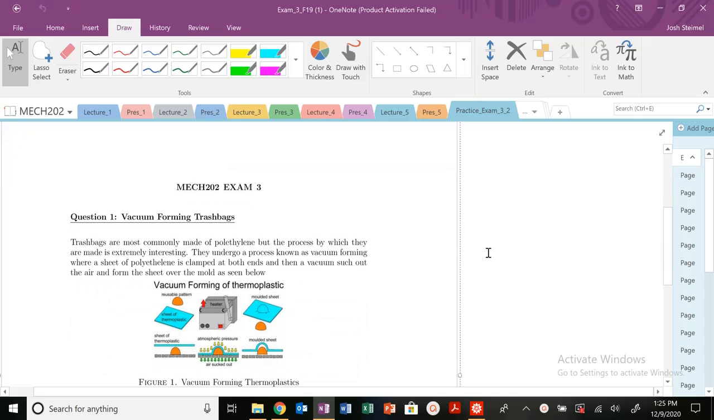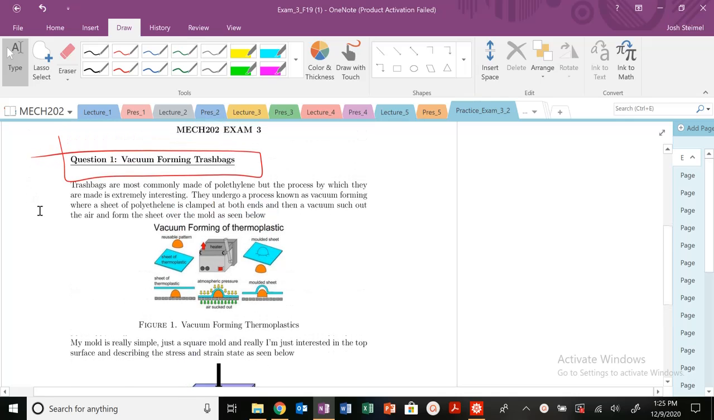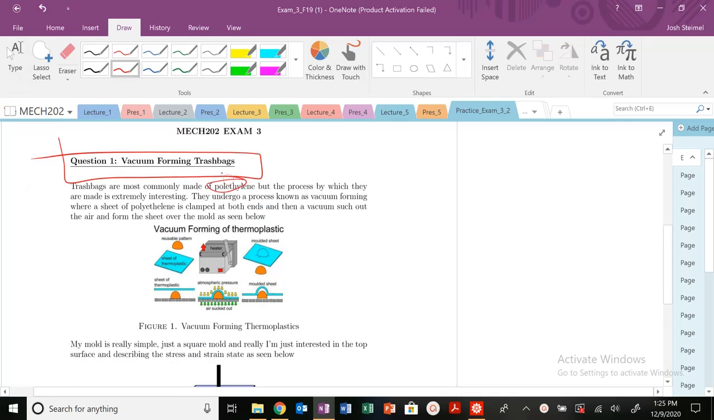We are on to our second practice exam, which is question 1. Actually, in question 1, we're going to be vacuum forming trash bags. Trash bags are typically made of polyethylene. They undergo this process, which is extremely interesting. They basically vacuum form these trash bags.